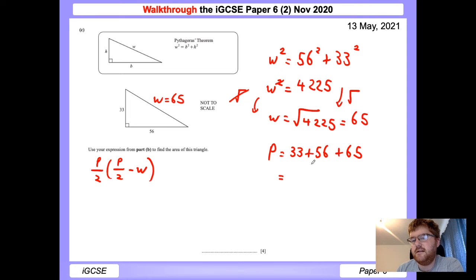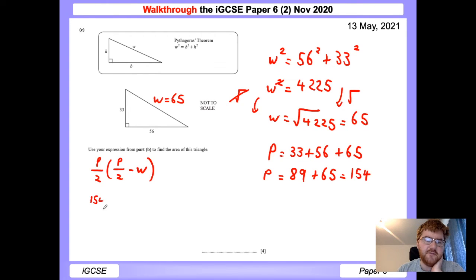Okay, so that gives us 89 plus 65. And if we add those together, I'm going to get 154. Again, I'd always check this on the calculator if you're not sure about the adding here. And now we know what P is and we know what W is. We can then actually pop this into our formula.